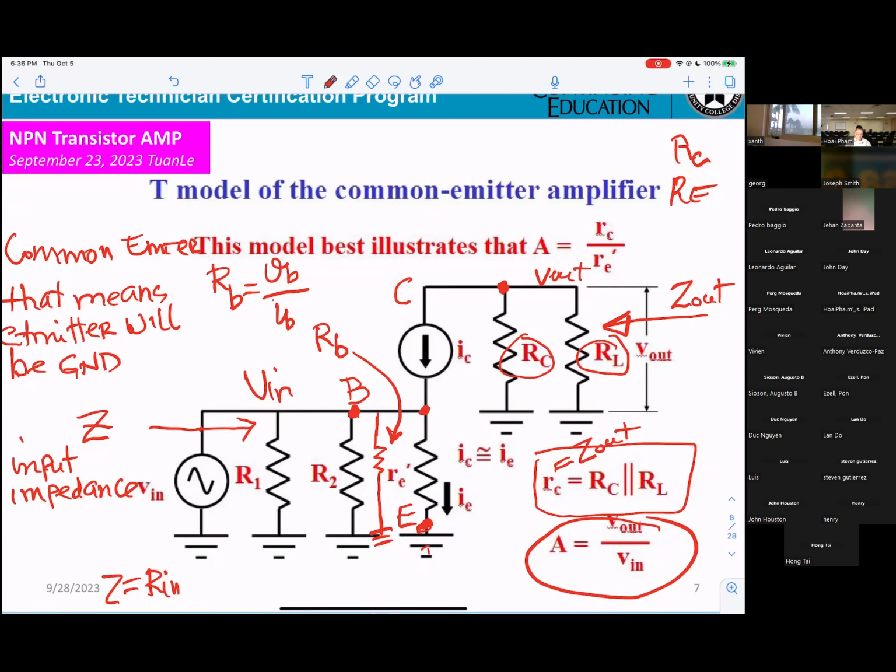Next meeting, we're talking about common collector and common base. But the first one will be the basic. Later on, they are almost the same, only a minor difference. If you understand common emitter, everything is no big deal. You're working with a common collector or common base, and you're working on the same level.